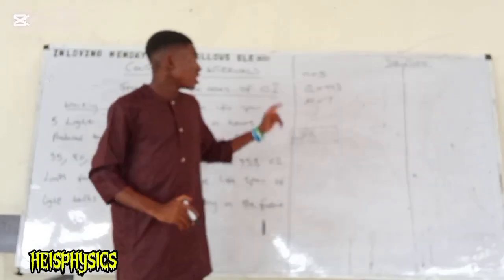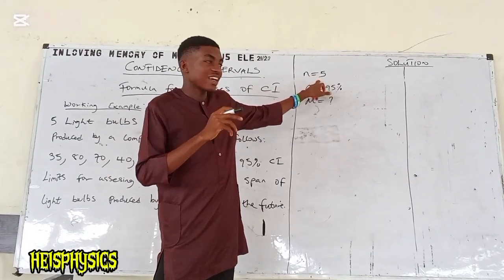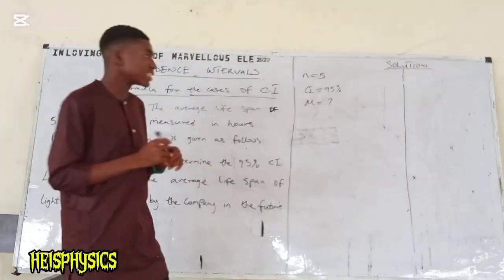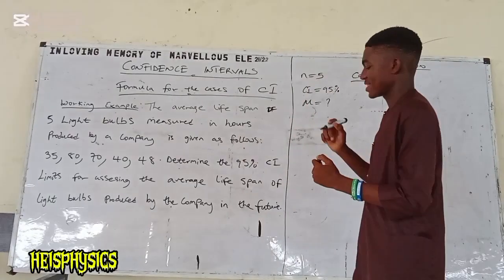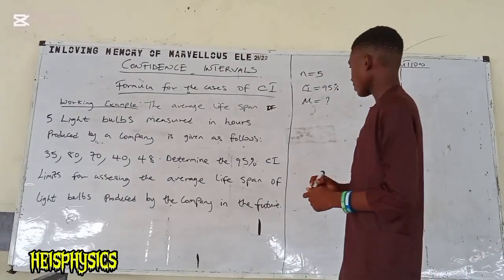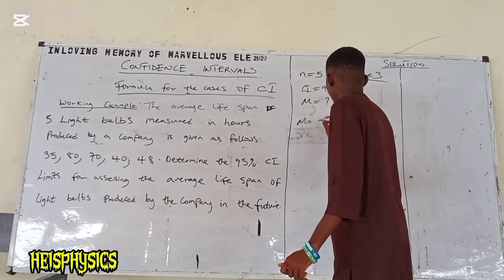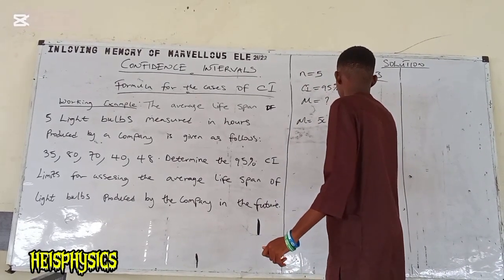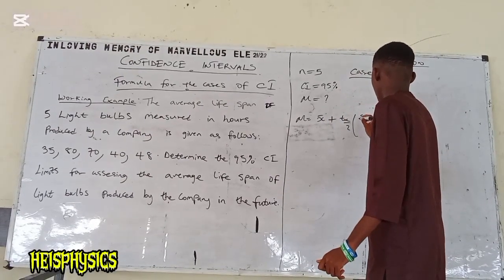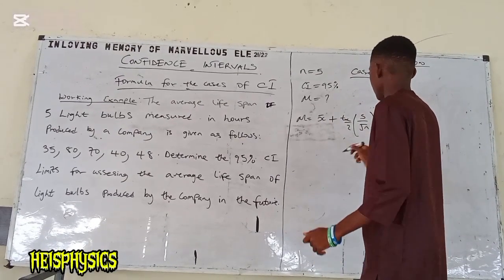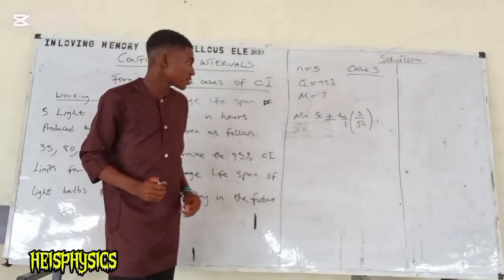Identify the case. So for this problem, what case is this? Your n is less than 30 and your variance is unknown. That is case 3. This is a case 3 problem. So what is the formula for case 3? Mu equals x bar plus or minus t score, brackets, standard deviation over square root of n. Keep in mind the plus or minus.